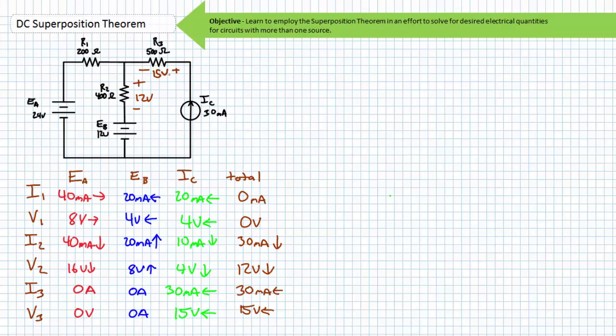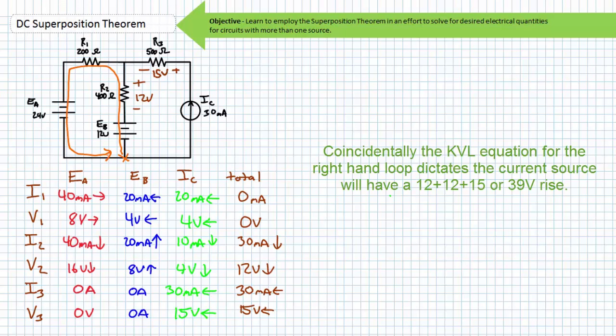R3 experiences a 15-volt drop, positive to negative, right to left, and 30 milliamperes of current traveling through it, right to left. The KVL analysis for this loop starting here and traveling in this direction yields a 12-volt rise produced by source EB, a 12-volt rise across R2 given our direction of travel, a 0-volt drop across R1, and finally a 24-volt fall across source EA, accounting for direction and polarity. 24-volt rise does in fact yield a 24-volt drop. What goes up does indeed come down.